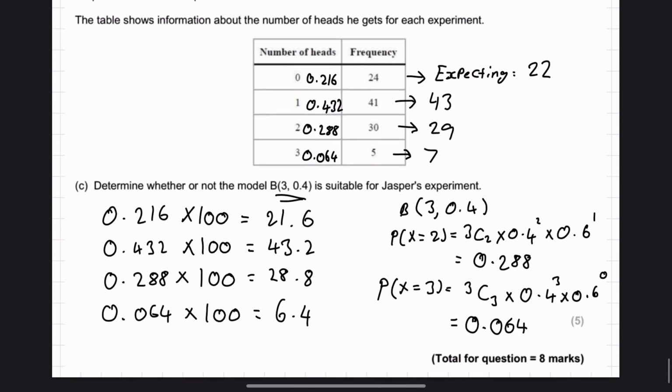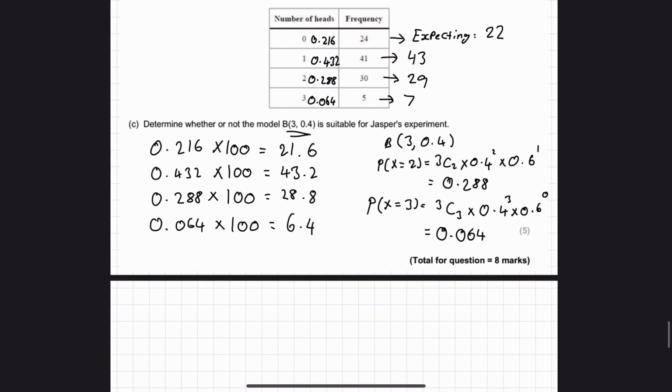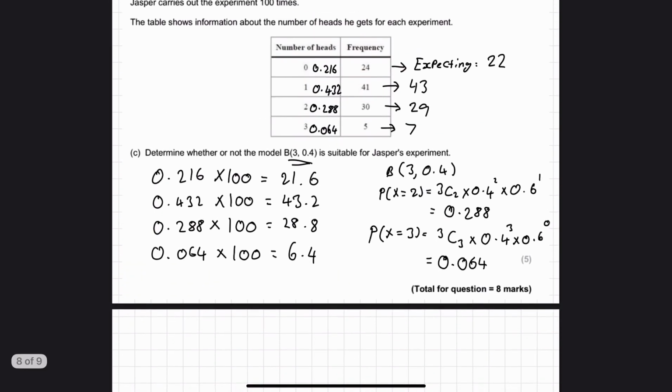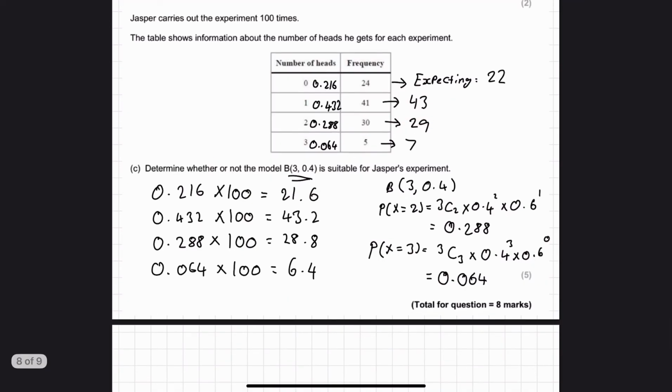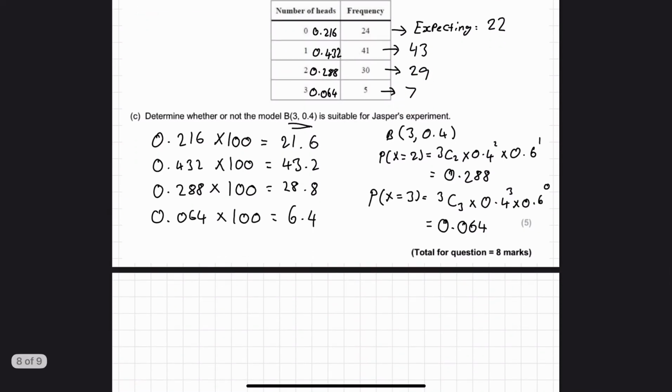Okay, new page. So if we look at our results, when you actually do it, you get 24, but you're expecting 22. Pretty similar. When you did the experiment, you got 41 times, and then when you do an estimate, what you're expecting is 43 times you're landing on a head once. 30 times we got 29, pretty close, and then we got 5, and we were expecting 7. So all in all, the results are pretty similar.